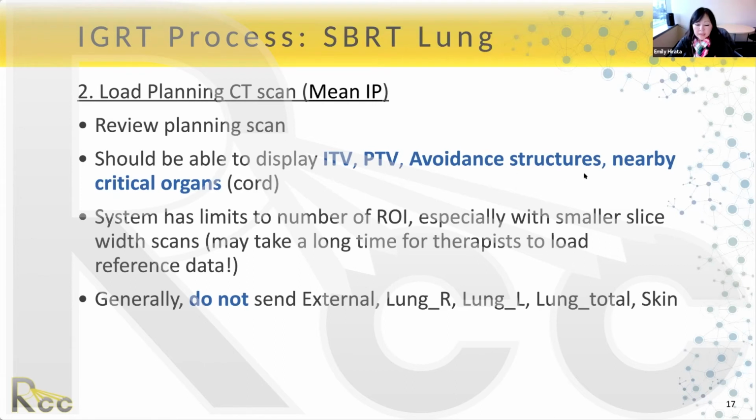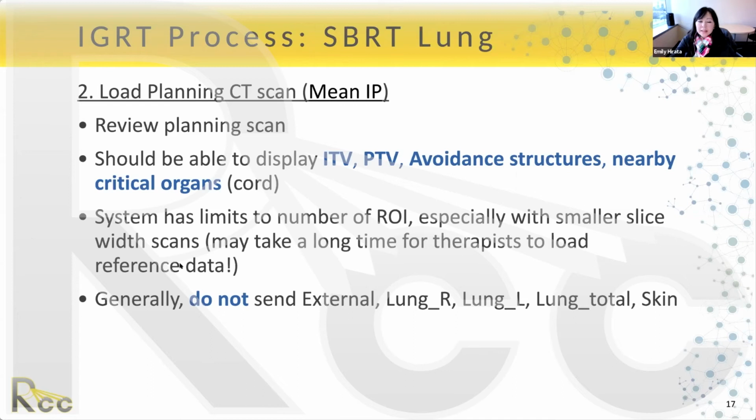By avoidance structures, we mean structures you want to make sure are out of the field so that they are not going to get a high dose of exposure. This would include nearby critical organs, such as the cord. If the lung tumor is near the spinal cord, you might want to note that. This also comes into play if you encounter re-irradiation, where the patient comes back for treatment and you want to avoid a certain area from getting more dose. So ITV, PTV, and the avoidance structures are important, including nearby critical organs.